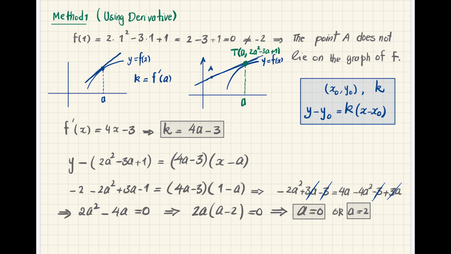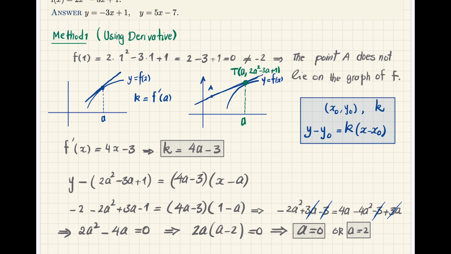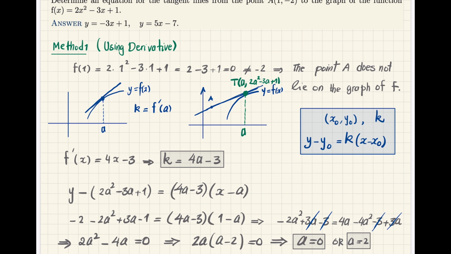Of course, this is not asked, it is not demanded in the problem. If you want now, you can find the point of tangency as well. So for example, if you put a equal to 0 here, it means that you have the point 0 and 1. So 0 and 1 is one of the points of tangency. And then if you put a equal to 2, it means that there is another point of tangency. So when there are 2 points of tangency, it means that there are 2 tangent lines.